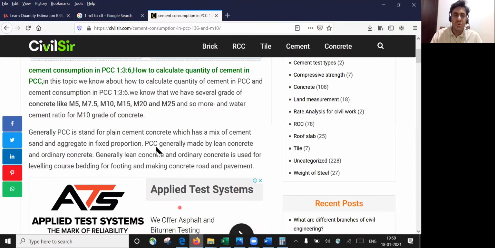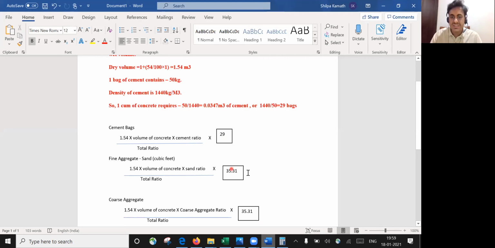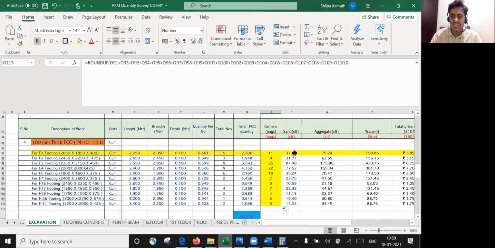Because if you go here, the conversion from the cubic meter, that is, if you see here, 1 cubic meter is equal to 35.31 cubic feet, because sand will be ordered in terms of cubic feet, not in terms of cubic meter, right? But cement will be ordered in terms of number of bags. That is why we need to do this conversion. So that is the reason. I've taken this as multiplying by 35.31. Same logic I'll apply here for the sand as well.